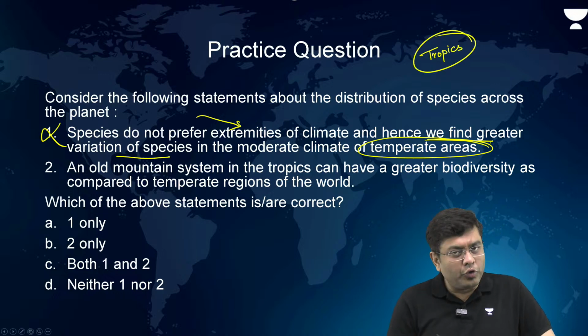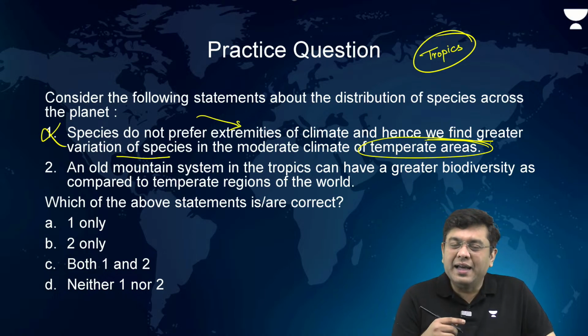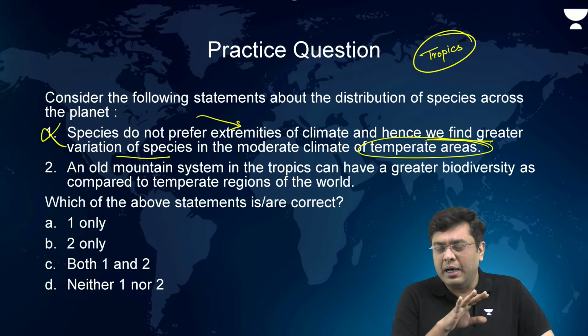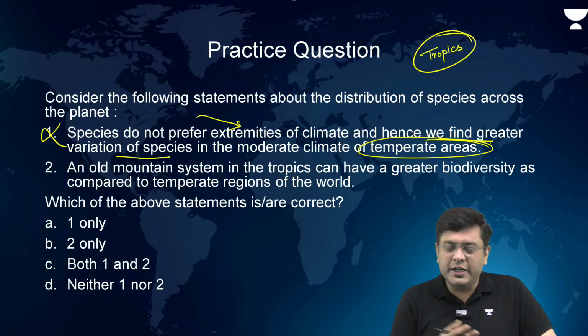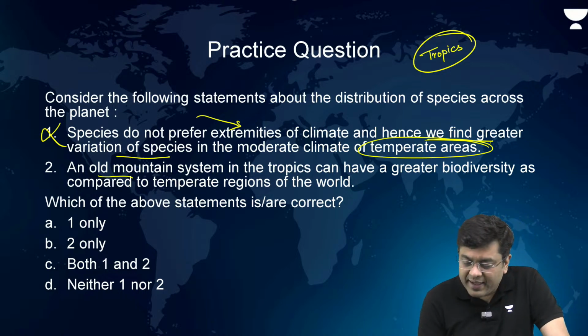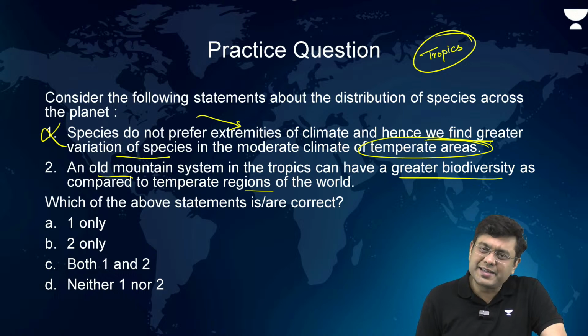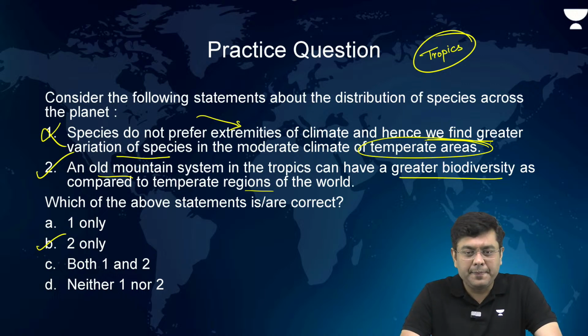Because of greater amount of solar insolation means increased rate of photosynthesis, as well as consistency of temperature conditions over the past many thousand years. Then, an old mountain system in the tropics can have a greater biodiversity as compared to temperate regions in the world. Always, consistency of temperature will be the key here. So the correct answer in this case will be B, that is 2 only. Right? So that is the correct answer.